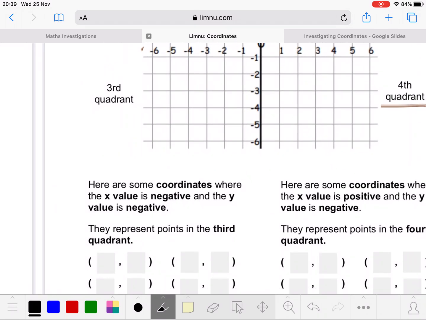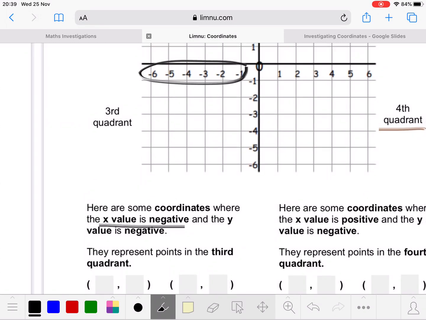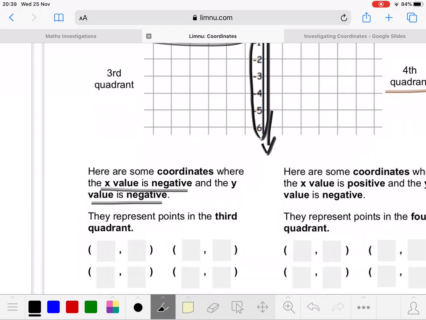So here are some coordinates where the x value is going to be negative because it's over on this side, and the y value is going to be negative as well because it's down here. The x value tells us how far across we come, which in this case is left, and the y value this time tells us how far down we have to go. So let's suppose we choose, and we can choose another colour here. Let's have the green teal colour.